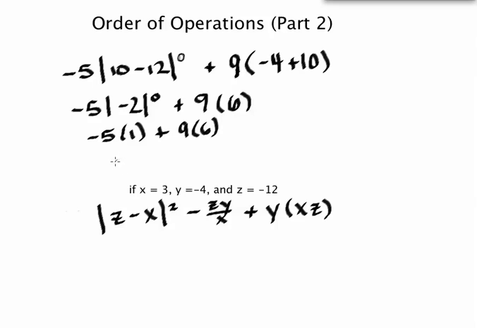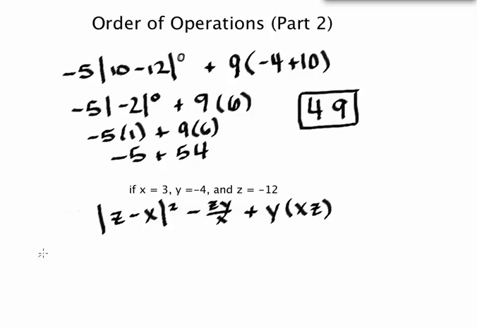Now it's just a matter of doing the multiplication. Negative 5 times 1 is negative 5. And 6 times 9 is 54. 54 minus 5 is 49. That would be my final answer there.